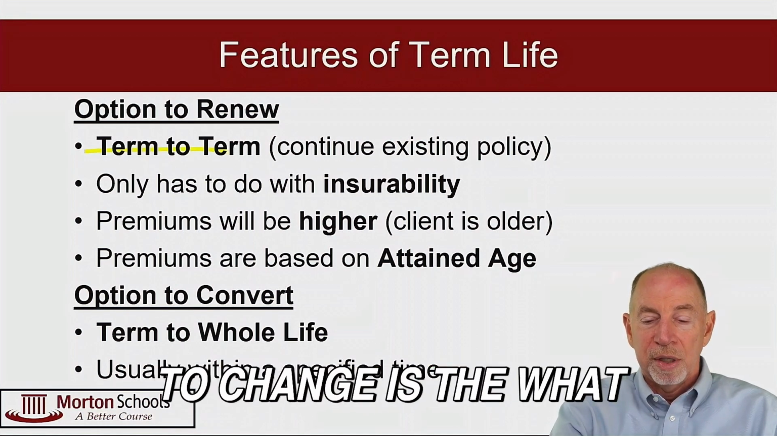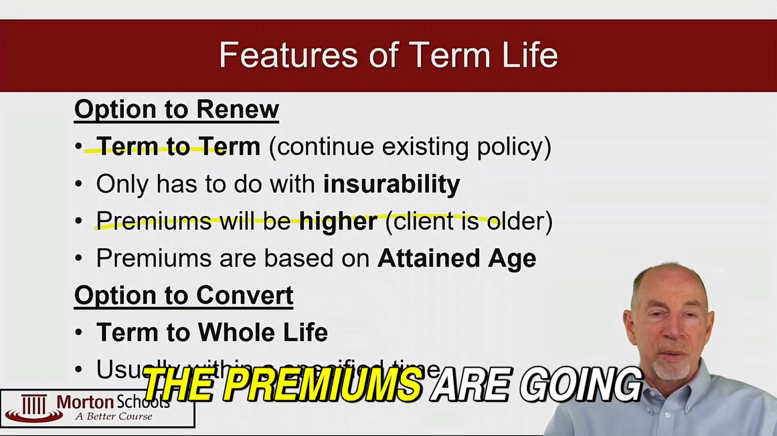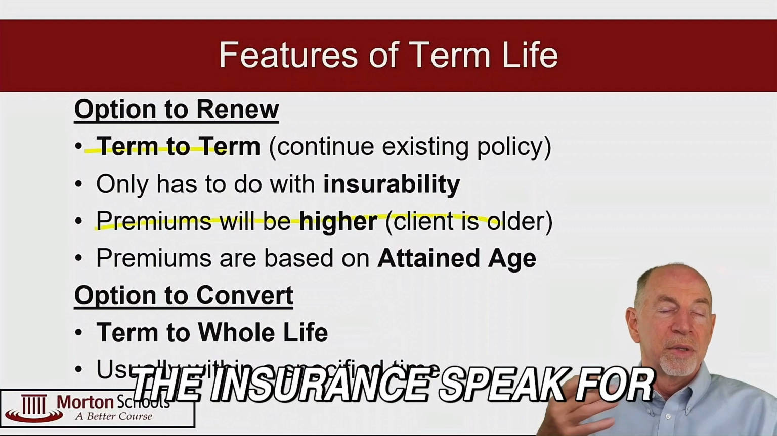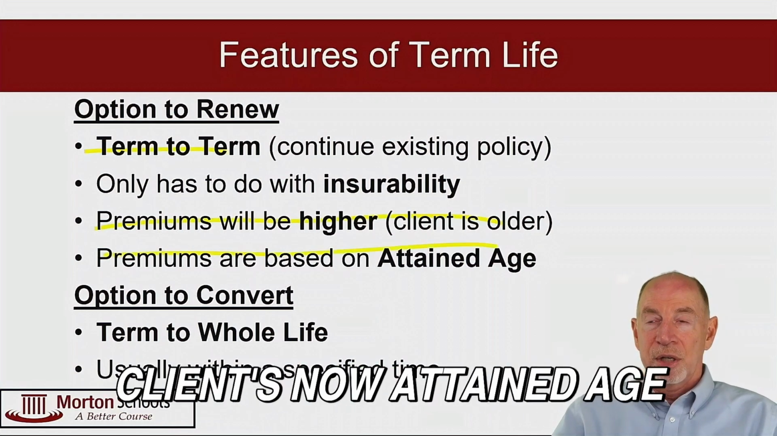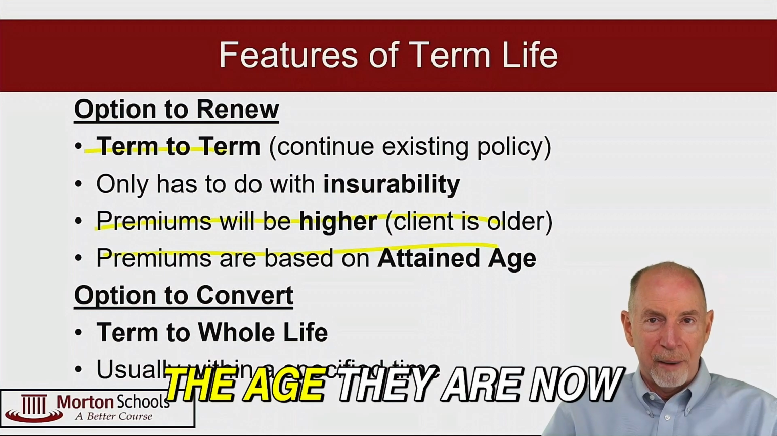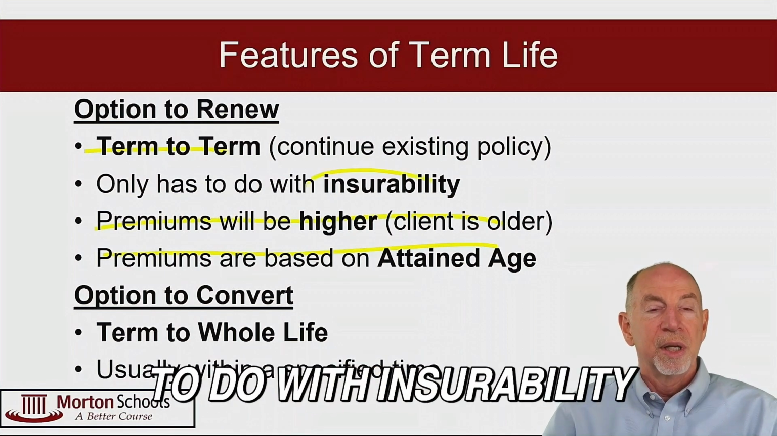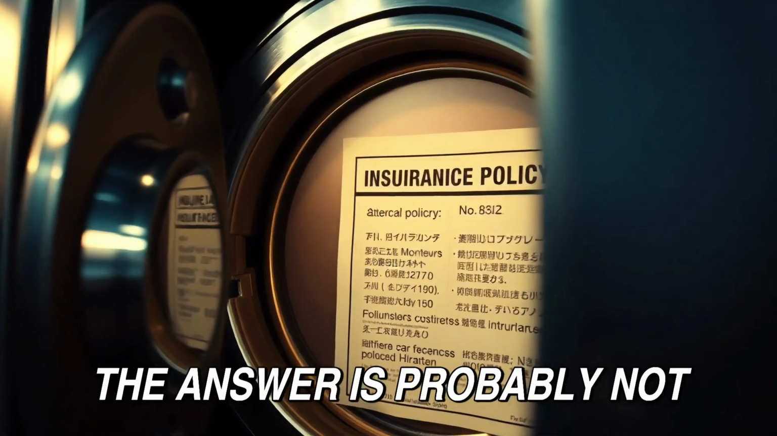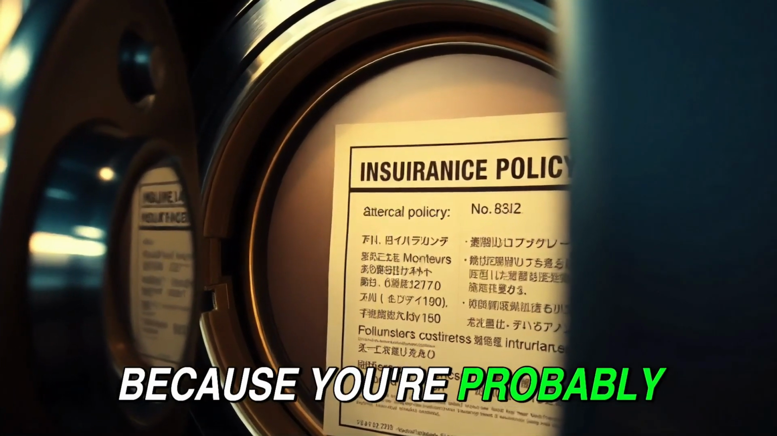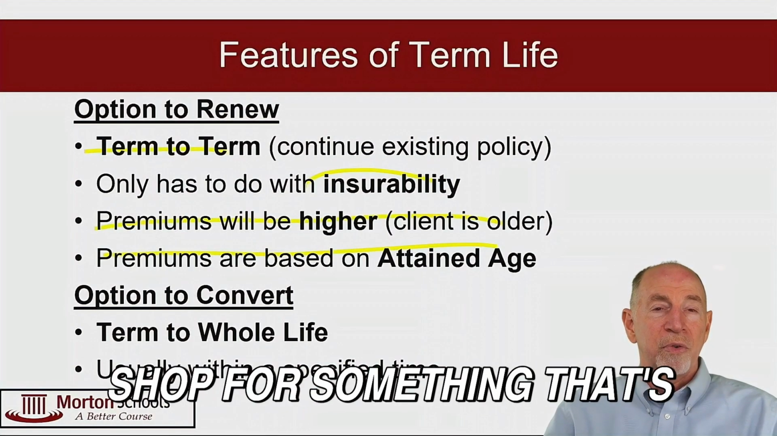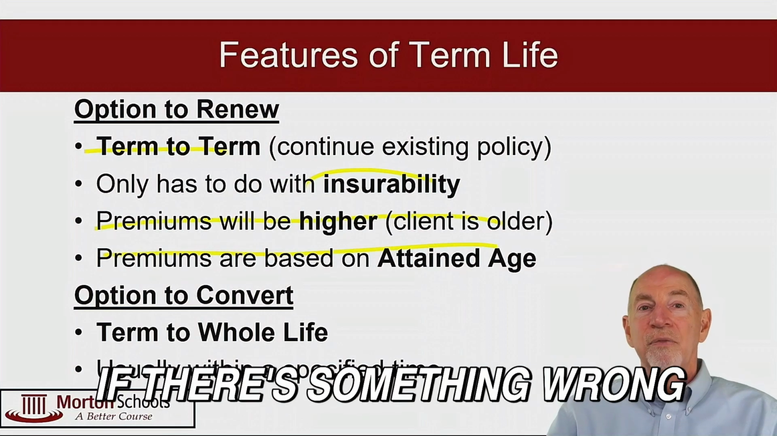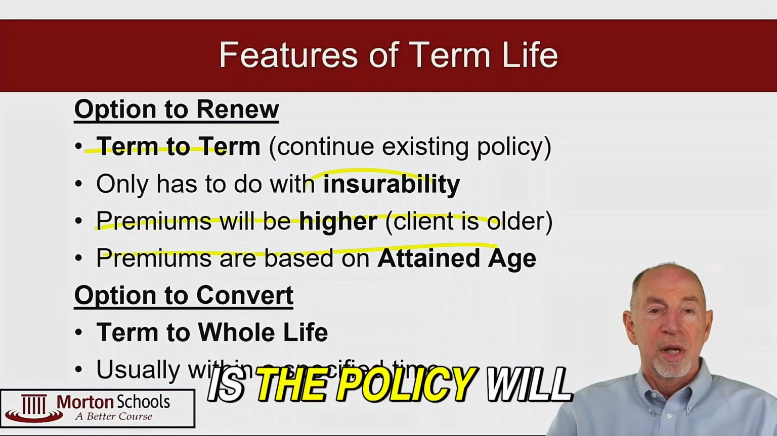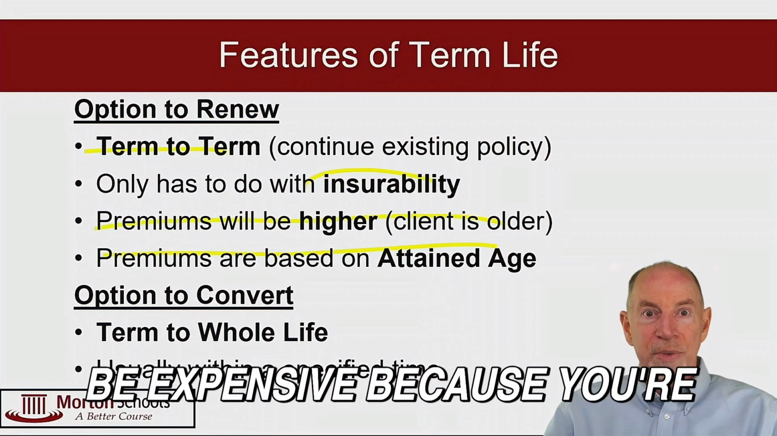But what is going to change is the premiums. The premiums are going to be higher because the client is older. Another way of saying that in insurance speak is that the premiums are based on the client's now attained age, the age they are now. But remember, this really only has to do with insurability. Meaning what? If you're perfectly healthy and you get to the end of your policy, are you going to renew? The answer is probably not, because you're probably going to just go out and shop for something that's less expensive. However, if there's something wrong with your health, something has changed, then you're going to need to renew. And the good news is the policy will let you do that. But it's going to be expensive because you're older.